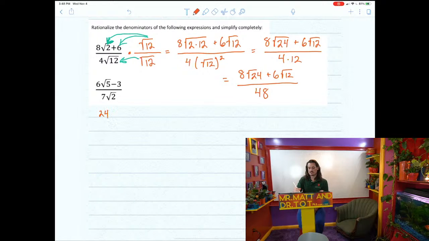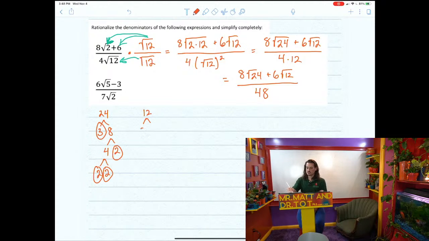24 will be 3 times 8. 8 is 4 times 2. And 4 is 2 times 2. 12 is 3 times 4, and the 4 breaks down into 2 times 2. So this will simplify here, because this is the same thing as 8 times the square root of 2 times 2 times 2 times 3, plus 6 times the square root of 2 times 2 times 3.